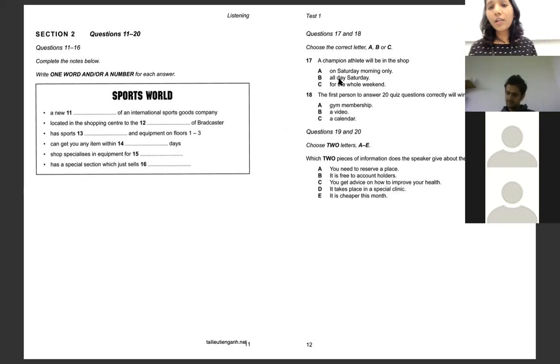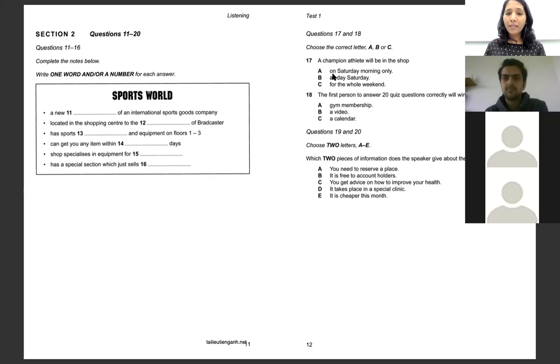So the first thing that you should understand is, if you're using a paper-based test, or working on a computer, what you do is when you're looking at your options, a champion athlete will be in the shop, so she will mention all the three options, or the person who is speaking is going to mention all the three options. Okay, so someone will ask, will it be on Saturday? And she might say, no, not on Saturday.